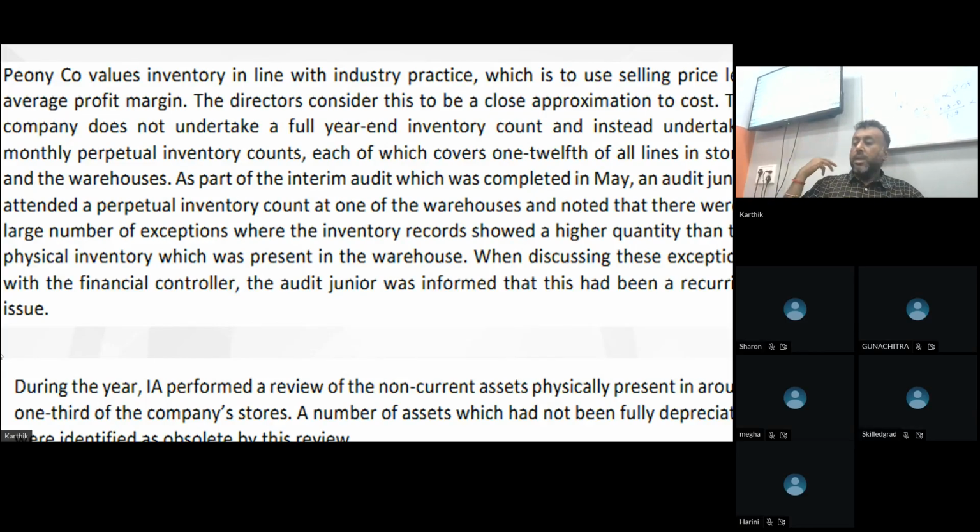So ideally, what you should do in this case as an auditor? What will you do as an auditor?